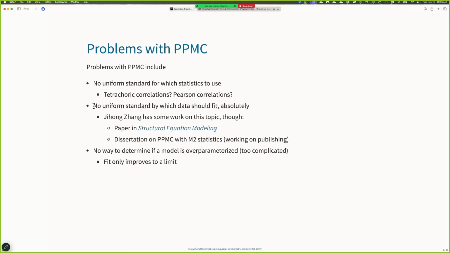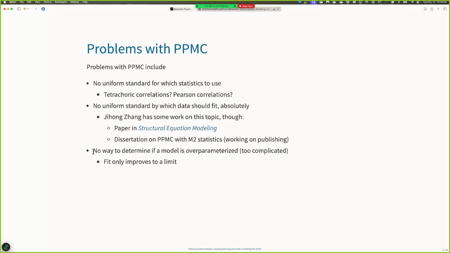There's also no uniform standard by which data should fit absolutely, right? So how many misfitting item pairs is too many? We don't know. One of our former graduate students, currently an assistant professor at University of Arkansas, Jihang Zhang, has some work. He had a nice paper in SEM talking about how to do PPMC with M2 statistics. He's got another paper he's trying to publish with his dissertation for it.